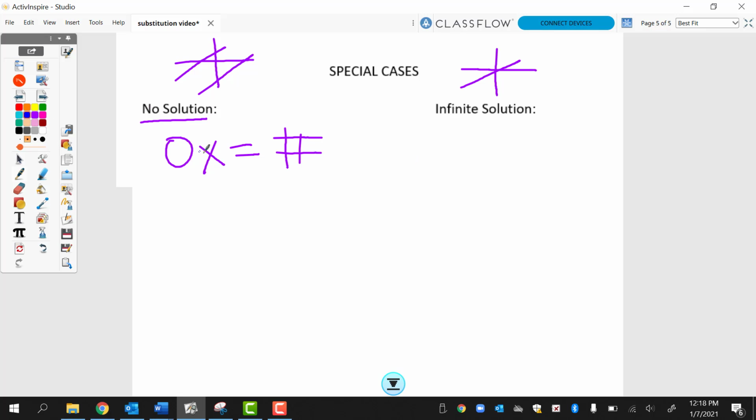Infinite solution, you're still going to combine like terms and you're going to get 0x. That's okay. You're going to combine like terms, you're going to add up and get 0. But the other side this time is also going to be a 0. If you have a 0 on both sides, so when you combine like terms and move your naked numbers, both of them add up to 0, that is when it's going to be infinite solution.